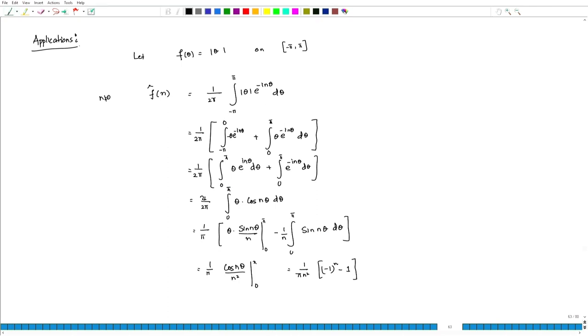Now if n is even, then f hat of n is equal to 0. Now if n is odd, then this is minus 1, minus 1, so f hat of n is going to be minus 2 by pi n square. Okay, and easily one can compute f hat at 0. This is equal to 1 by pi, this is an even function, so this is 0 to pi theta d theta, which is equal to pi by 2.